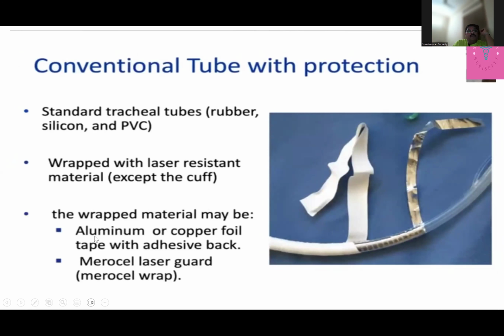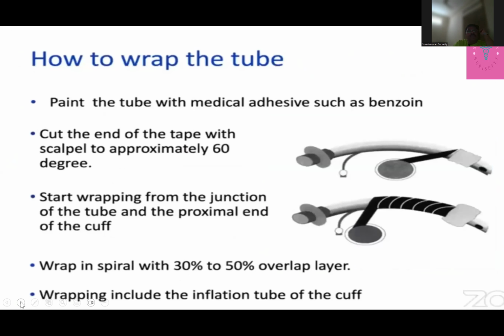The wrapping material may be aluminum and copper foil tape with an adhesive back, or the Mercil laser guard, the Mercil wrap. Mercil wrap or aluminum copper foil will wrap the conventional tubes. So how to wrap the tube? Coat the tube with a medical adhesive like benzoin. Then pull and cut the end off the tape with a scalpel at a 60 degree angle.